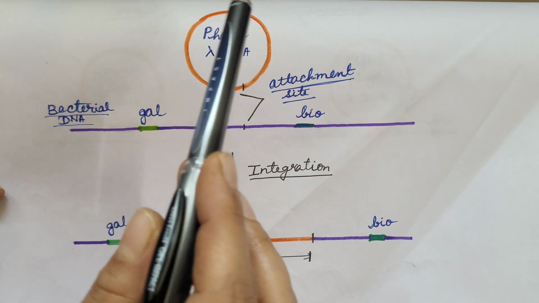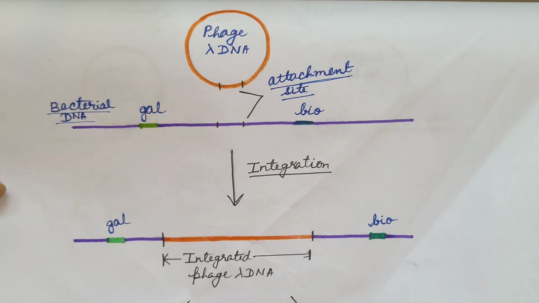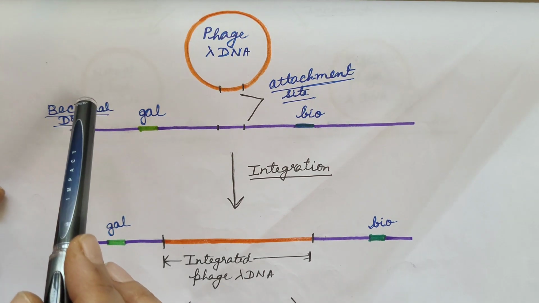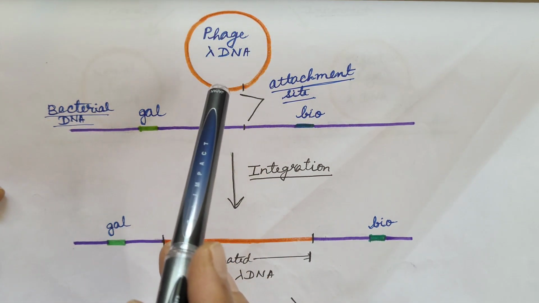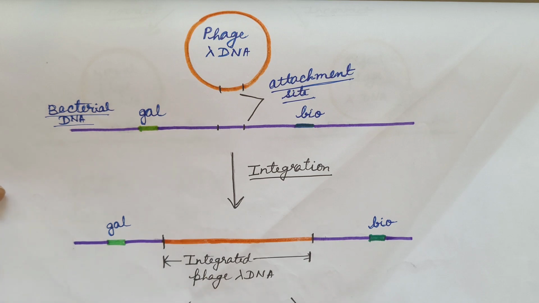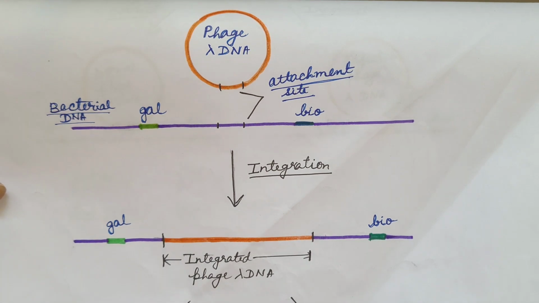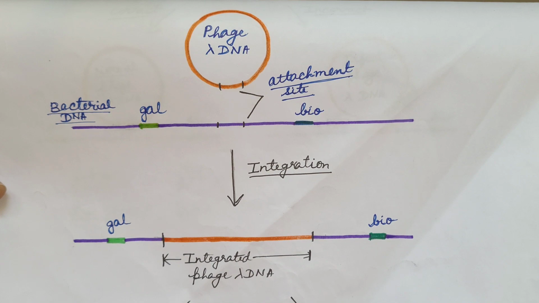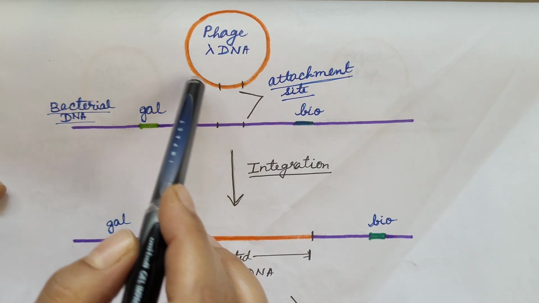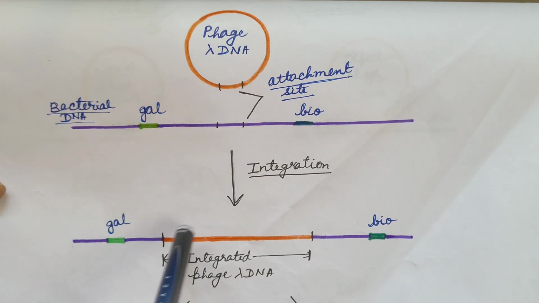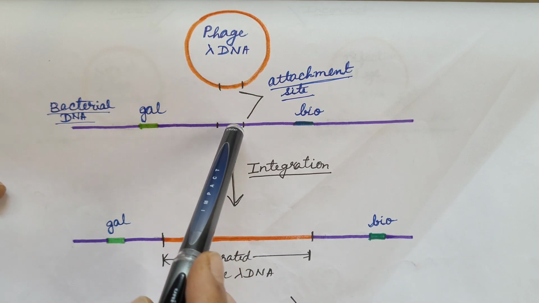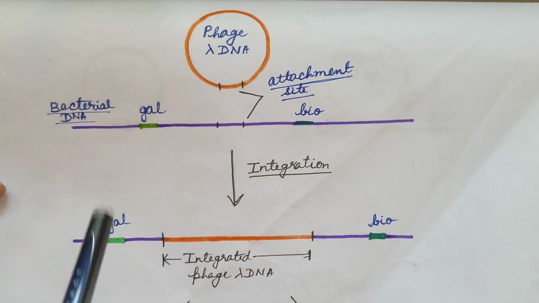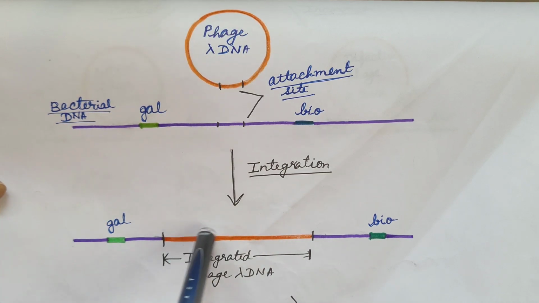When the phage lambda infects the bacteria, in this case E. coli, then it injects its genetic material into the host bacteria. Since it is a temperate phage, it will undergo the lysogenic cycle, as a result of which this phage lambda DNA is integrated in the bacterial DNA. So this is the attachment site for the phage lambda DNA. It gets integrated in the bacterial DNA.